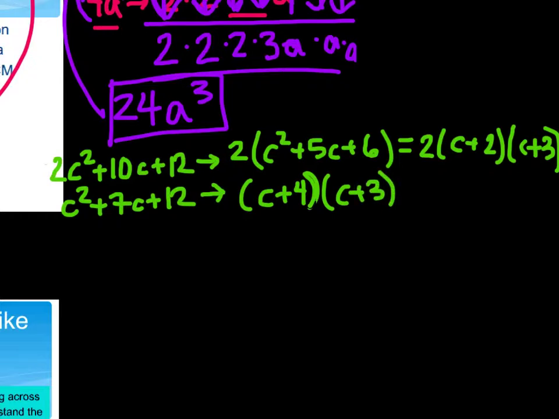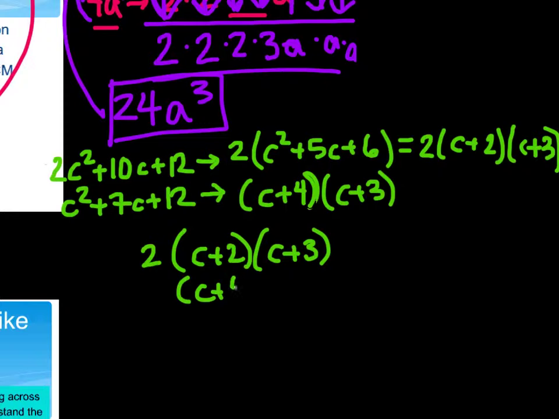So let's rewrite both of these so they're nice and vertical and standing on top of each other. We have 2 times c plus 2 times c plus 3. And we have c plus 4 times c plus 3. So if we were to think about this, actually I should rewrite this. I'm going to rewrite this bottom part as this. Might as well line everything up the way we need to. c plus 4 over here.